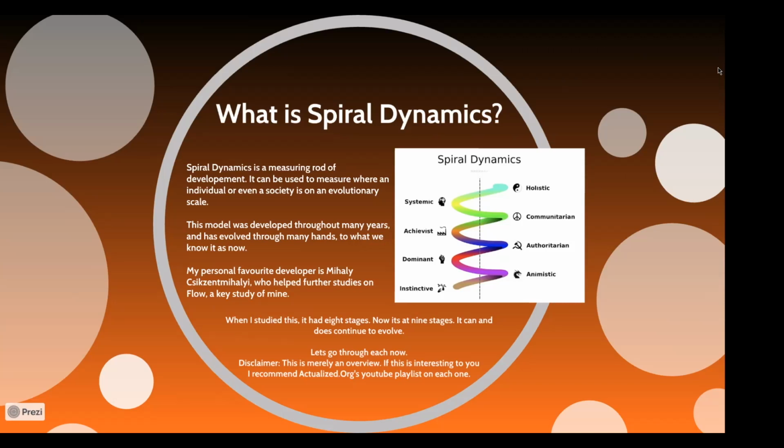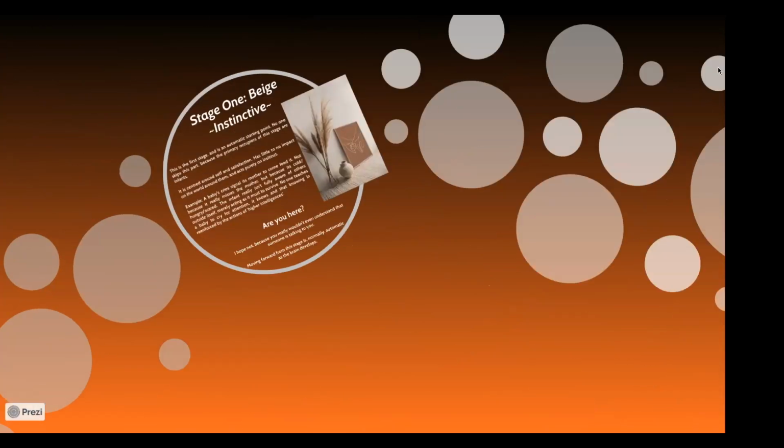So this is just an overview. This is going to be very grassroots basic. If you want to go into this further, there is a series on spiral dynamics by actualize.org. It's on YouTube. They are very long. Each one of the stages is roughly 2.5 hours. So you will do that for a while, but if you don't want to, this overview might help on a large scale. So on to the first stage.